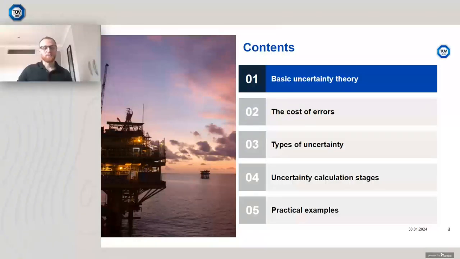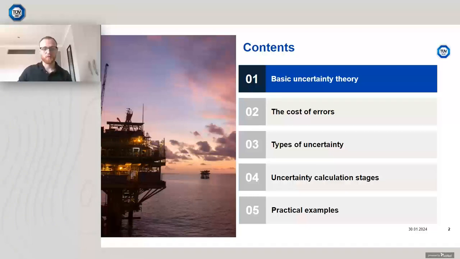Next section, we'll look at a few examples in terms of the implications of not having appropriate measurement uncertainty and how this can cost, and hopefully drill home as to why doing appropriate analysis is important. The third section, types of uncertainty, will consider how uncertainty is evaluated. So how do we get uncertainty for a given parameter? There's different ways to determine this.